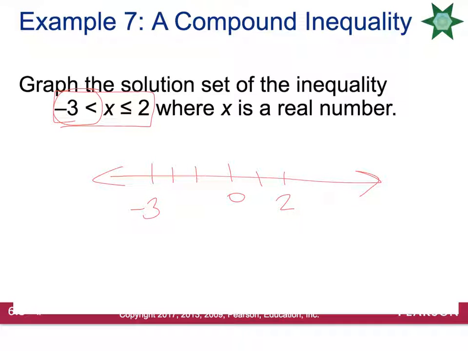Next to the negative 3, your symbol does not have a line underneath it, so that'll give you an open circle. Next to the positive 2, your symbol does have a line underneath it, so that would give you a filled in circle, or a closed circle. Your goal is that you want the numbers that are between these, so your shading is going to go between the two circles. Any number that is larger than negative 3 and 2 or less is considered a solution.